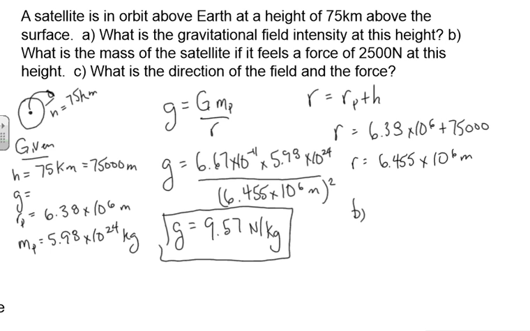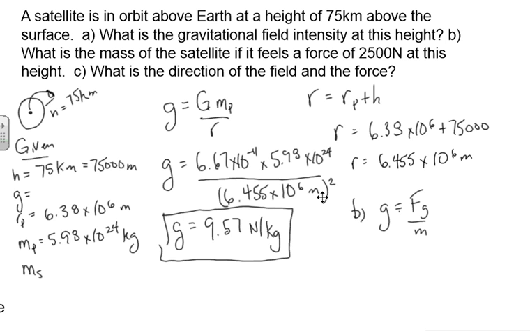Part B, the question asks, what is the mass of the satellite if it feels a force of 2,500 newtons at that height? So I want to know the mass of the satellite. I have two choices: I can use the Fg formula or the other g one. I'm going to use the other g one because it's pretty straightforward, not a lot of variables. So it's g equals Fg divided by the mass.